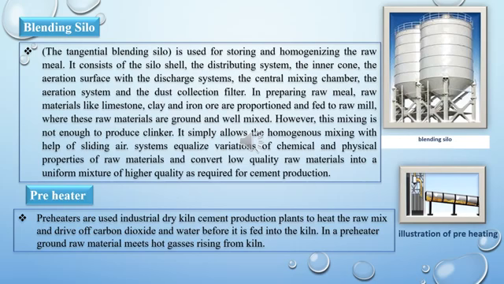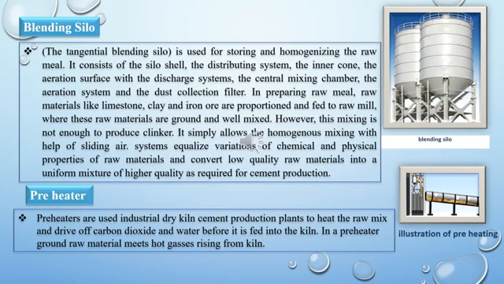Now, the next one is preheaters. Preheaters are used in industrial dry kiln cement production plants to heat the raw mixture and drive off carbon dioxide and water before it is fed into the kiln. In a preheater, ground raw material meets hot gases rising from the kiln.